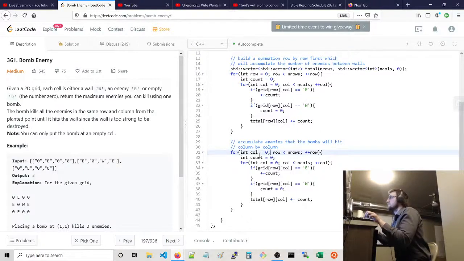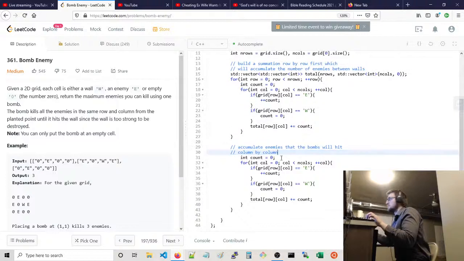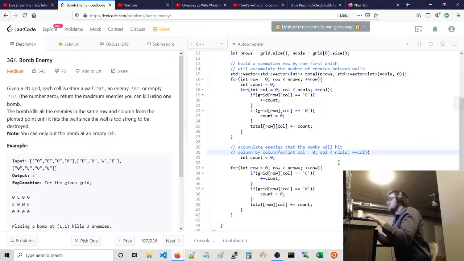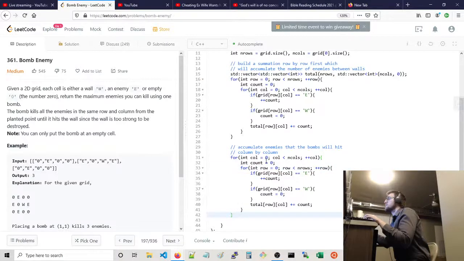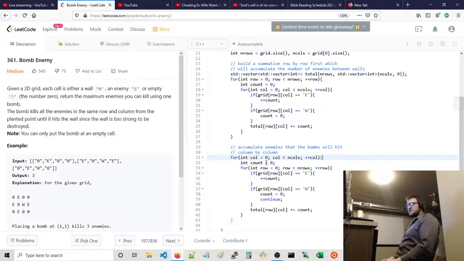Now you reverse this, or actually, let's do it this way. If it's an enemy, increment the count. If it's a wall, set the count to 0, and continue. Otherwise we're going to increment by the count again. The only issue here is, do you end up double counting? There's one small problem.